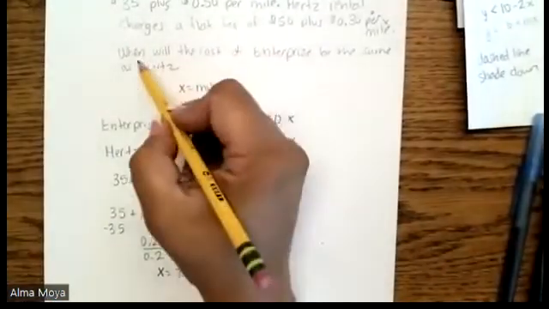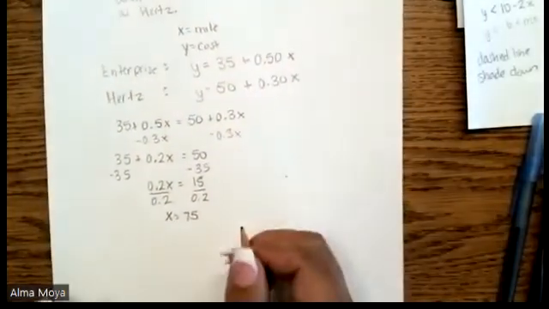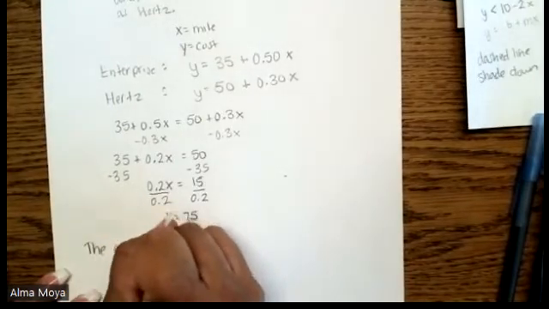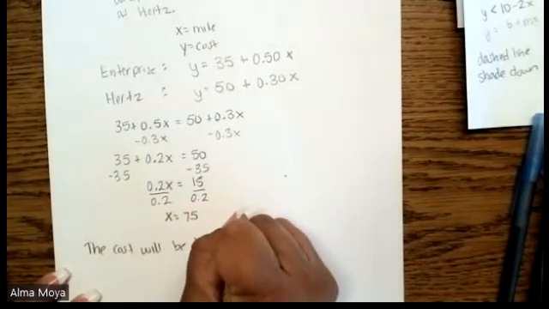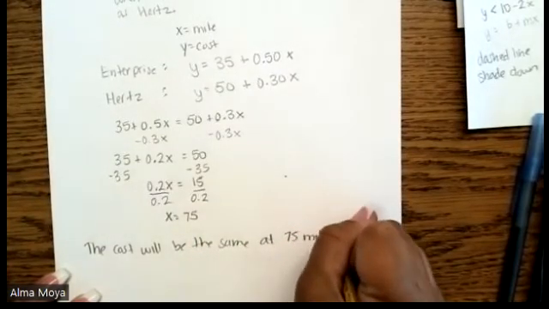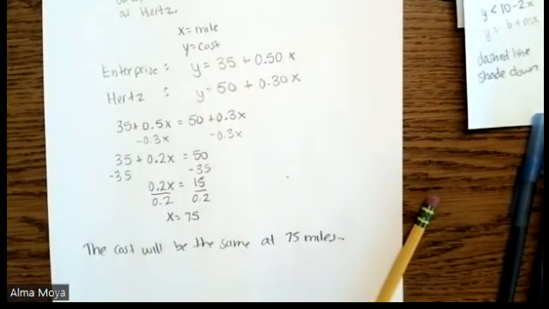So the question says, when will the cost of Enterprise be the same as Hertz? Well, at 75 miles, it will be the same. The cost will be the same at 75 miles. And that concludes the notes.